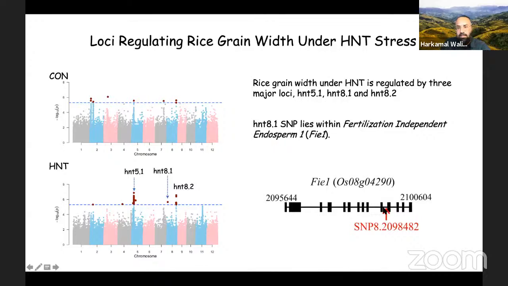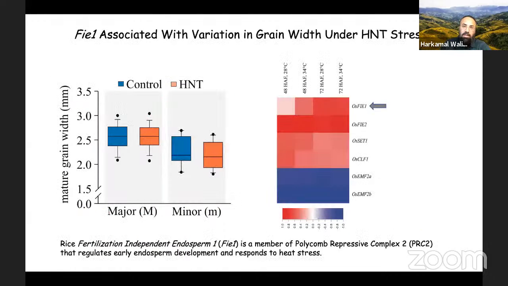So it lies in the intron of this gene, and so it was of great interest to us because PHI1 is a member of a polycomb repressive complex group. Polycomb repressive complex 2, or PRC2 in short, is known to regulate the early development of endosperm. This is the same developmental stage which I was showing you in that early, introductory biology double fertilization cartoon.